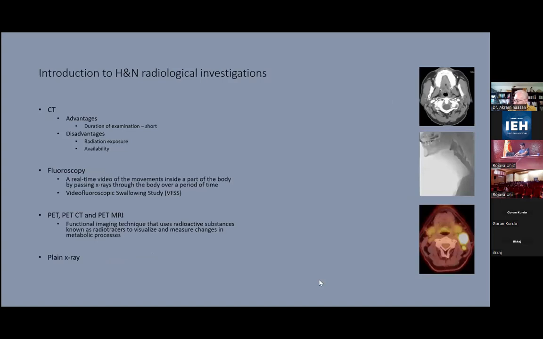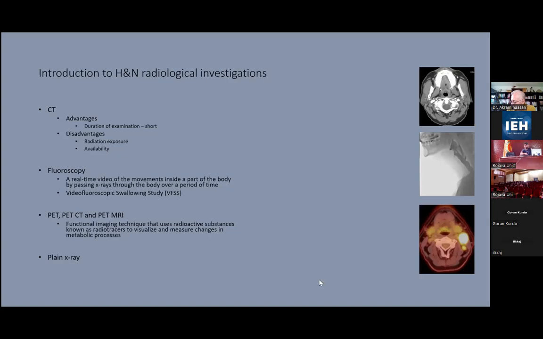Then we have CT scans. The CT scan technique depends on the X-ray, so you have radiation exposure, and availability depends on the region, but the duration of the examination is short. It's shorter than the MRI.